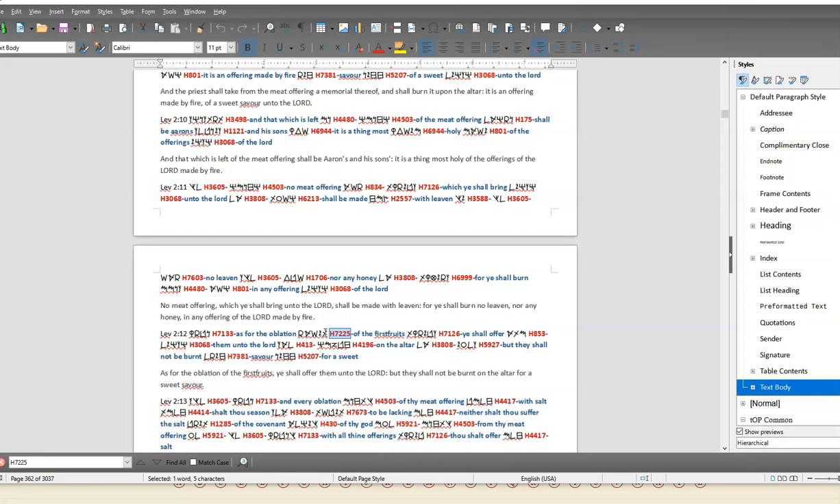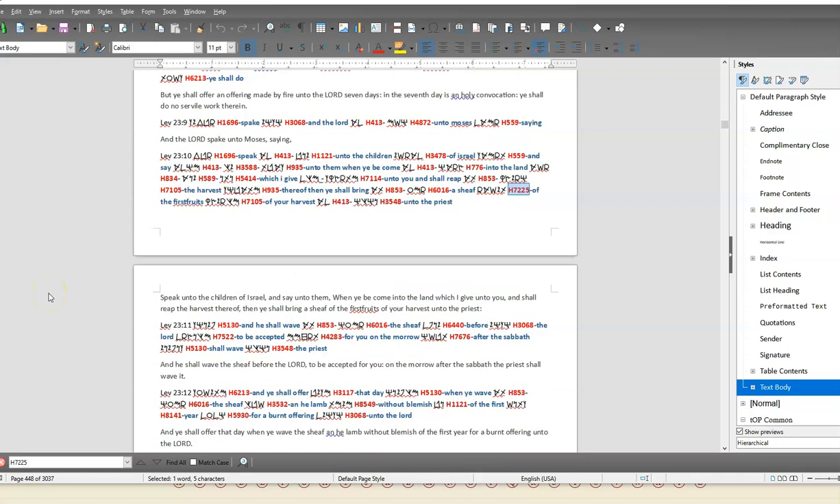So I'm just saying, it would be strange to say to bring the first, and I think it would be more natural to say bring the best. I think it would just be more natural. Bring the better things. And we'll see the exact same thing repeated in Leviticus 23:10. Again, is the first the best thing? The first of your harvest, as opposed to the better part of your harvest.